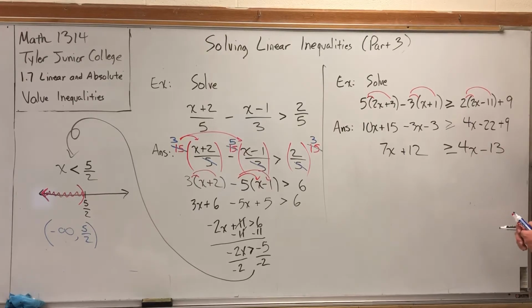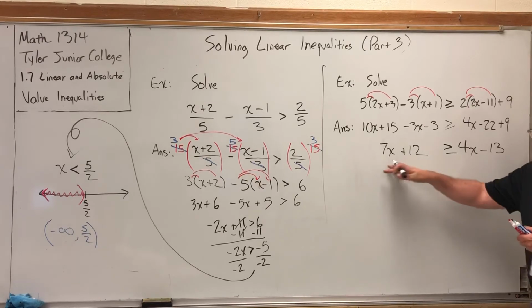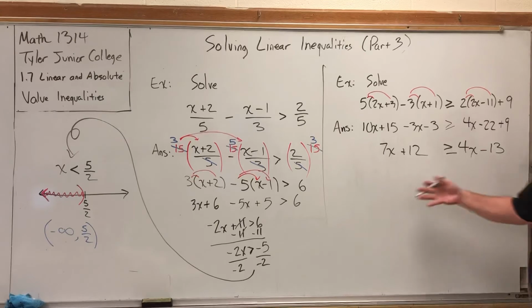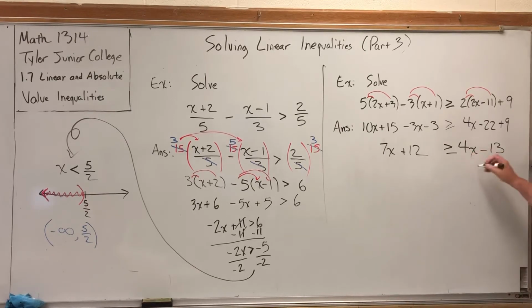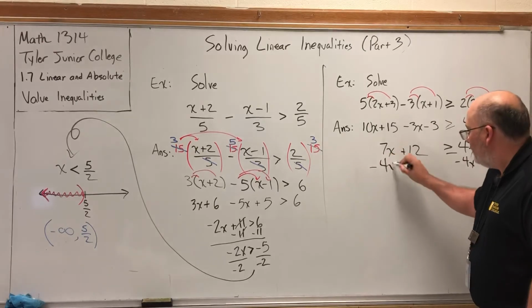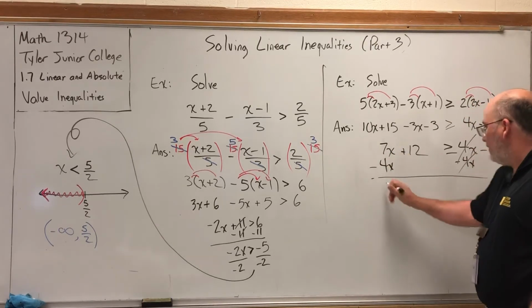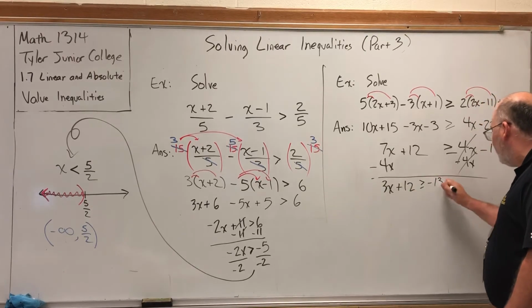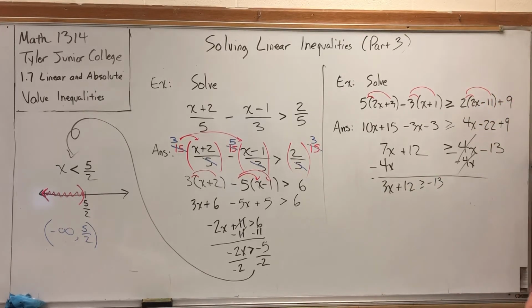When you're solving an inequality, I recommend getting rid of the x on the right side and leaving it on the left side. That way, when we get to the end, our answer will start with x. So let's get rid of the 4x by subtracting 4x from both sides, which will give us 3x plus 12 is greater than or equal to negative 13. And now it's a straight shot to the end.